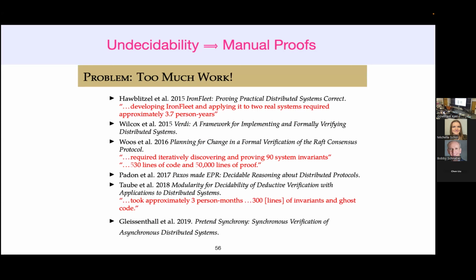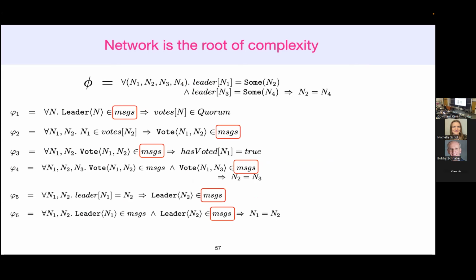So this is a slide that I've taken from Nick's presentation. These are earlier attempts at verifying realistic protocols, like real implementations of consensus protocols. For example, Raft ended up taking some 50,000 lines of code somewhere here. And IronFleet ended up taking 3.7 person-years and so on, right? So these are real verification efforts in the wild that ended up taking multiple person-years and tens of thousands of lines of proof, right? So clearly, this is not scalable, and we want to avoid this. How do we avoid this?